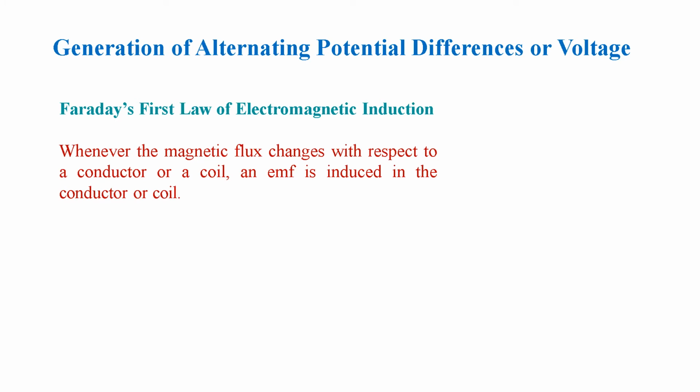One is Faraday's first law of electromagnetic induction. The law states that whenever the magnetic flux changes with respect to a conductor or a coil, an EMF is induced in the conductor or coil. It means there is a relative motion between the magnetic flux and the conductor. If this condition is fulfilled, you can generate AC voltage.